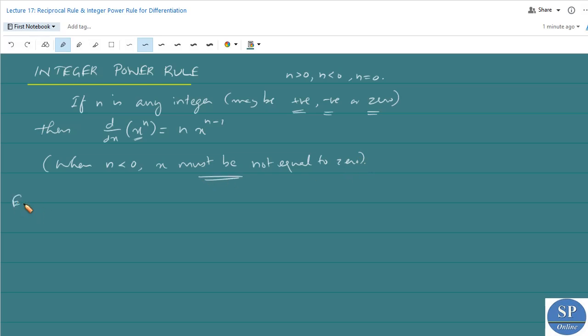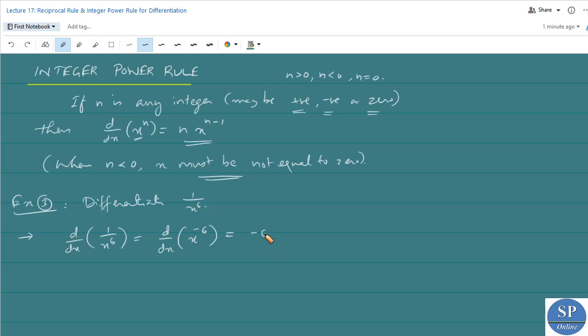Now as an example, differentiate 1 by x to the power 6. So to differentiate this function 1 by x power 6, we can use the integer power rule, that is d by dx of 1 by x power 6 is equal to d by dx of x to the power minus 6. Now this is equal to, here n is equal to minus 6 and it is negative. So we have n into x power n minus 1. So minus 6 into x to the power minus 6 minus 1. That is minus 6 into x power minus 7, or we can write this as minus 6 divided by x power 7.